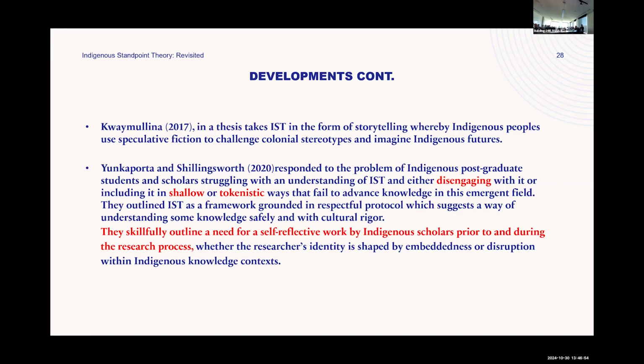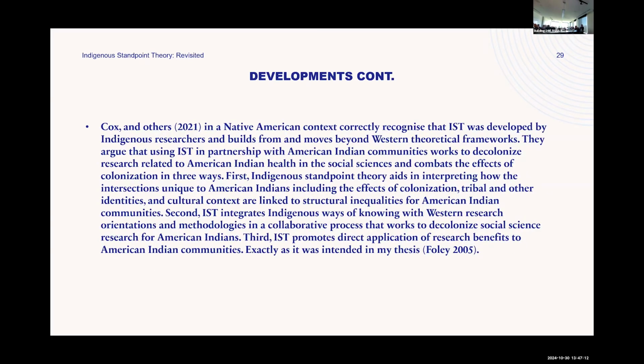They outline a need for self-reflective work by those scholars prior to and during their research process. I have failed several PhD papers because the literature review, the research and the outcomes are 3 different things that aren't joined together. Because they skillfully go through, they discuss IST, they discuss all the Indigenous scholars, but they don't do anything. Then came along 2021, this is when Santa Claus came to me, Cox and others, it's a big long list of people.